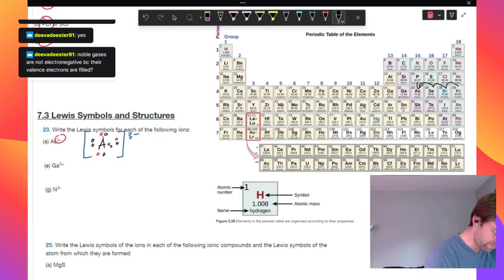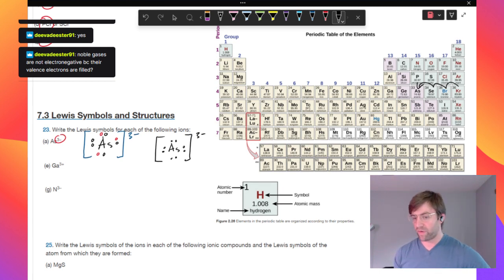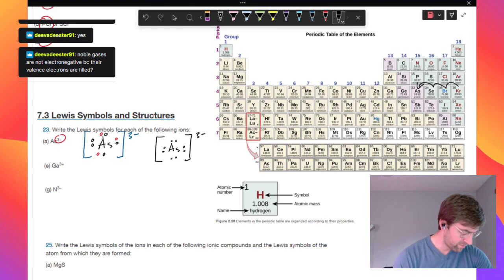So to redraw this in the same color, 1, 2, 3, 4, 5, 6, 7, 8, because we have our 5 plus 3. Brackets, and then 3 negative. So that is how you would write this arsenic ion with the 3 negative charge.